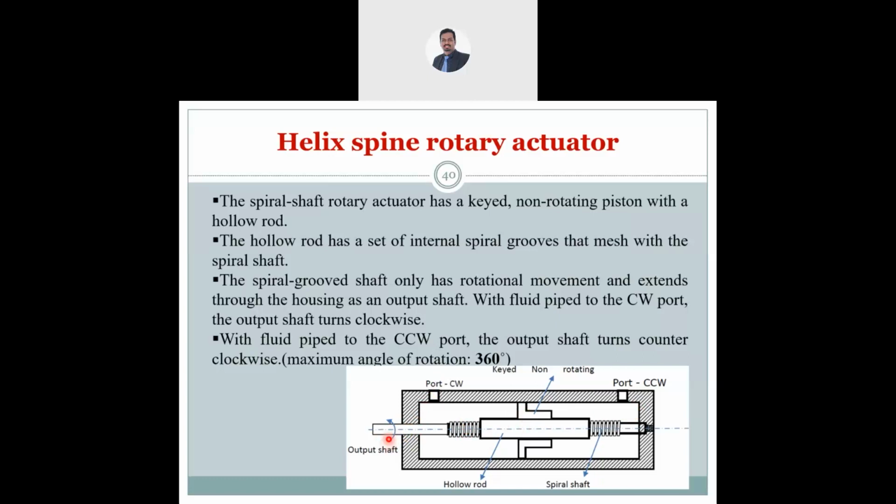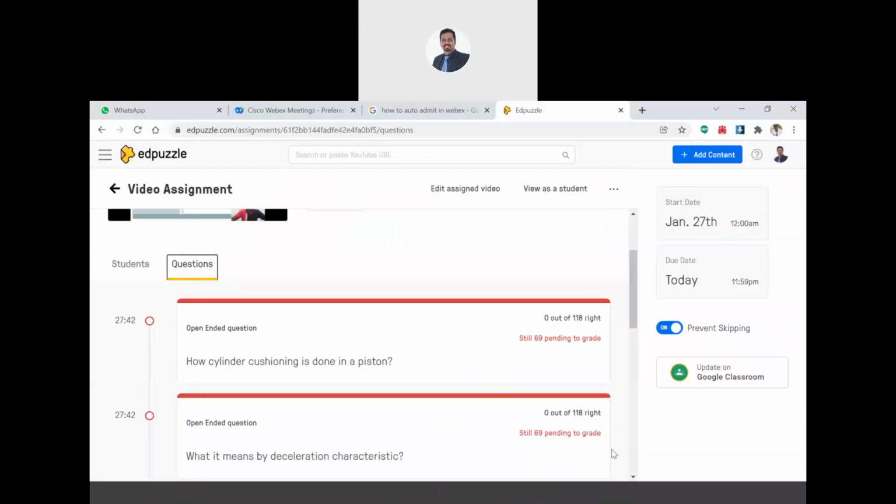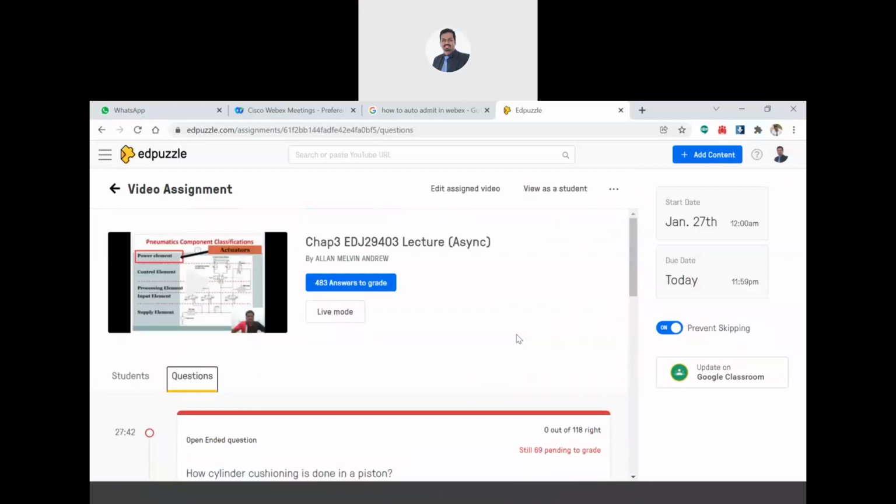Okay, so any more questions from the slide before we go through the questions in Edge Puzzle? So I will open the Edge Puzzle. Okay, can you see the Edge Puzzle? Yes, sir.